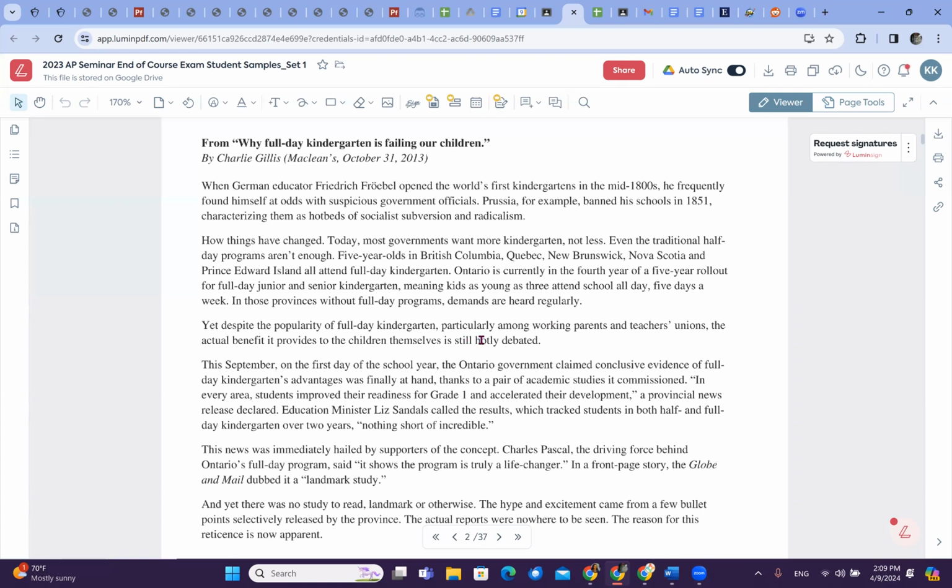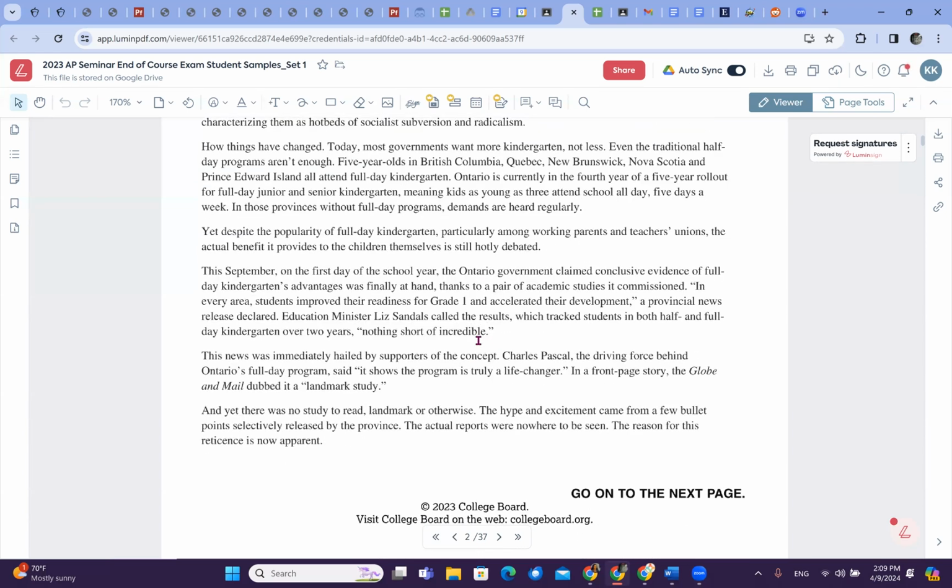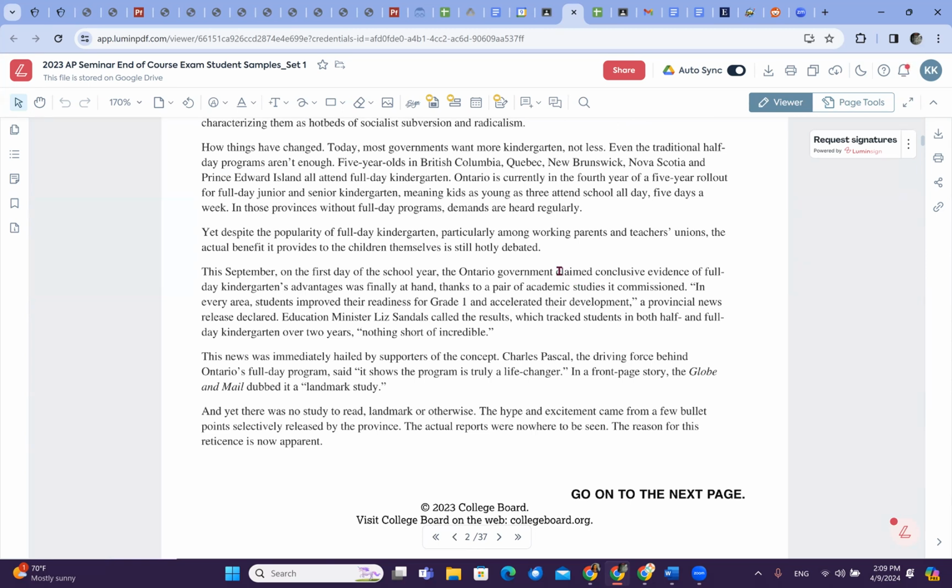And then from here, he opens up basically where he's going, hotly debated. Now, he puts doubt in your mind with this word, claimed conclusive evidence. All right. So if somebody claims something, it's not more or less supported. So he's starting to put doubt into your head.